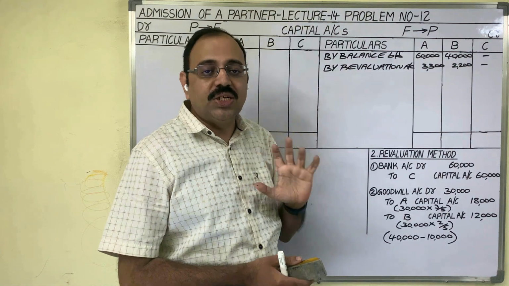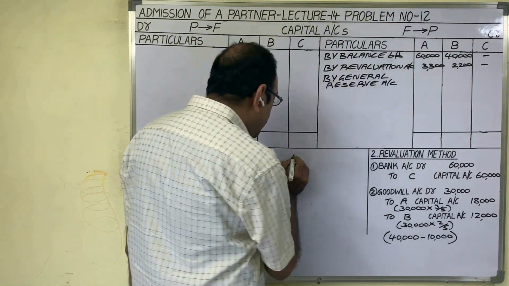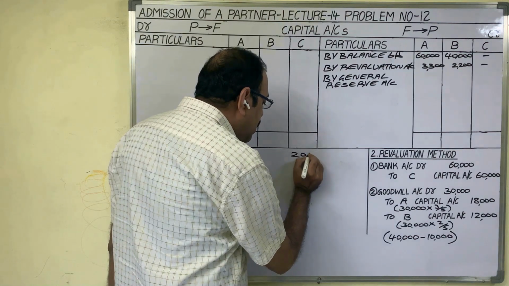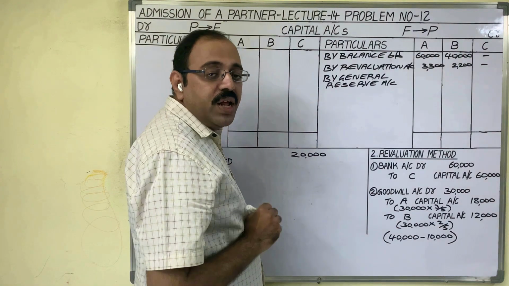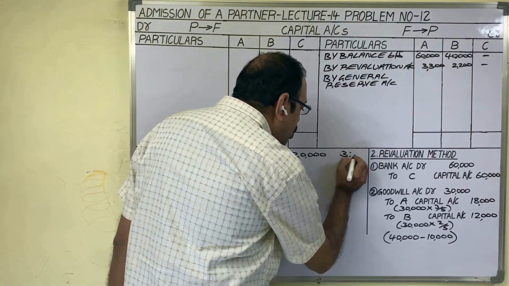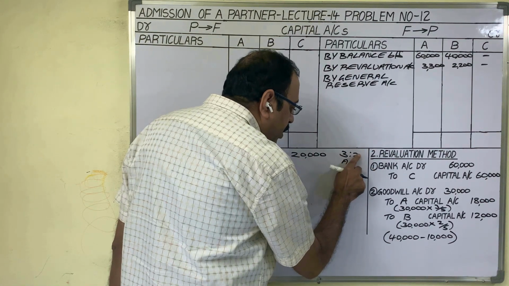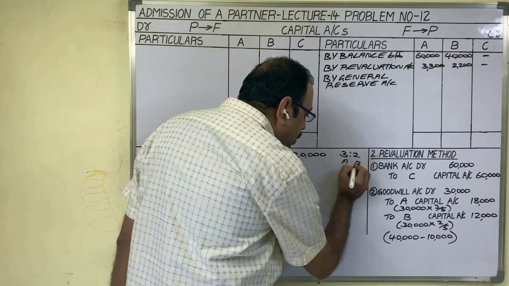First, general reserve. By general reserve account. In the old balance sheet, on the liability side, general reserve amount is given as 20,000 rupees. The old profit and loss ratio of A and B is 3:2. 3 by 5 is A's share. 2 by 5 is B's share.